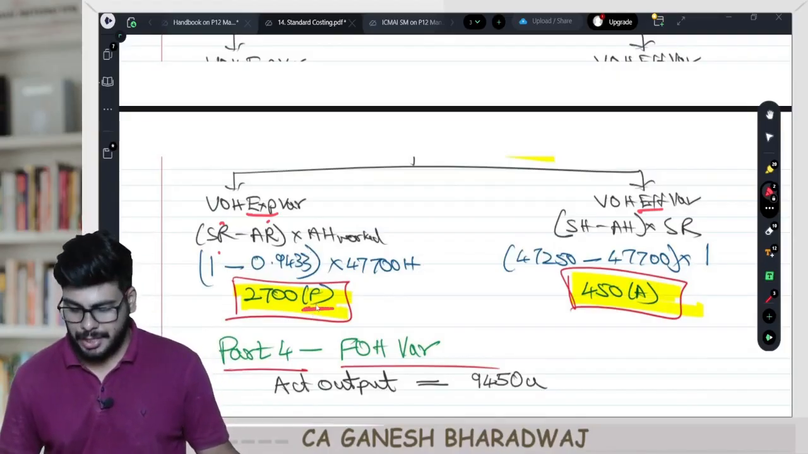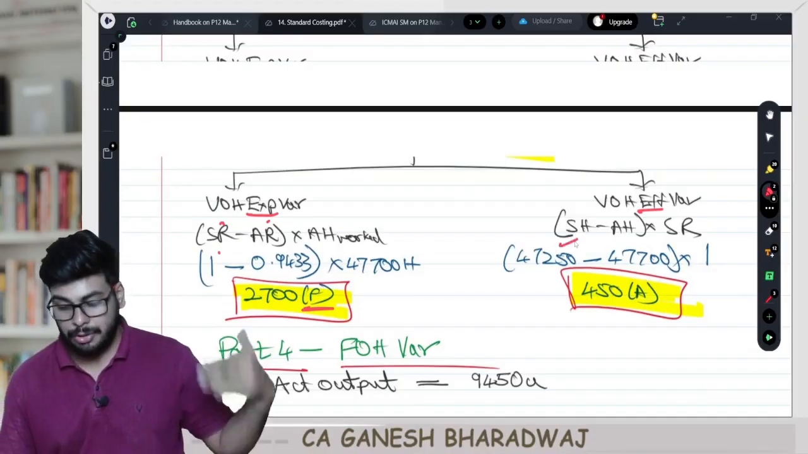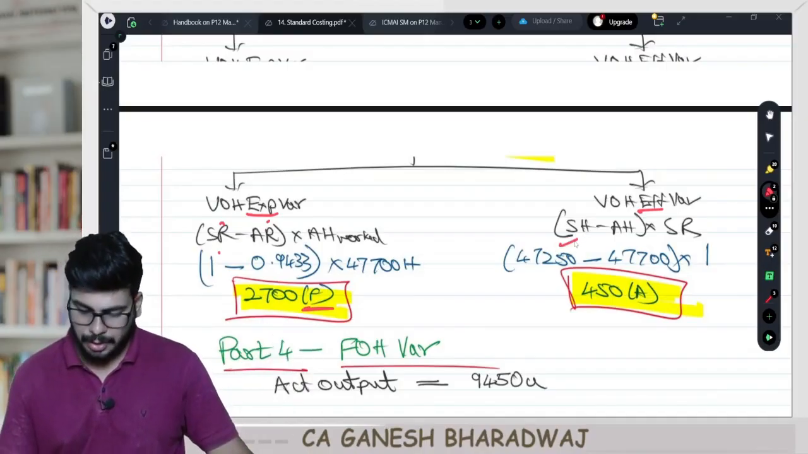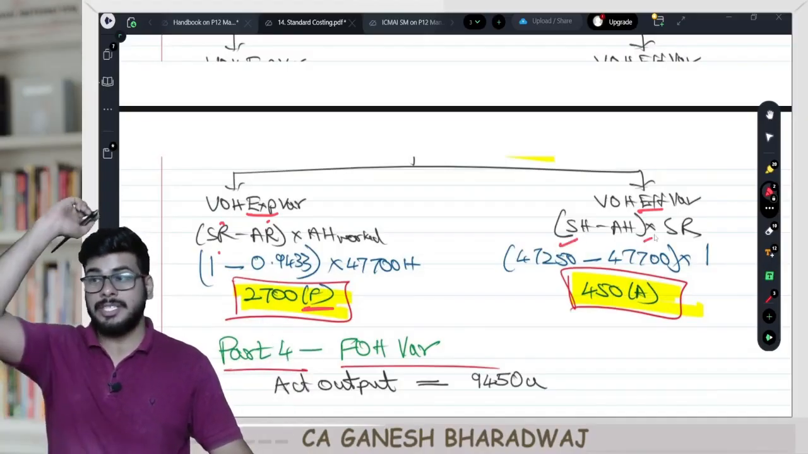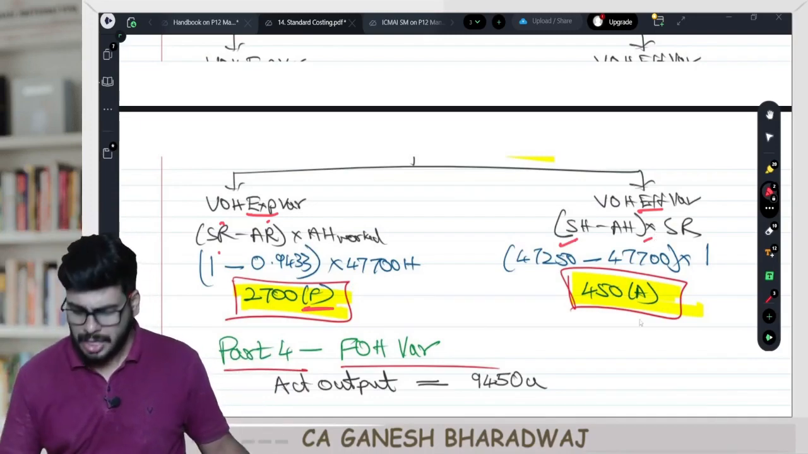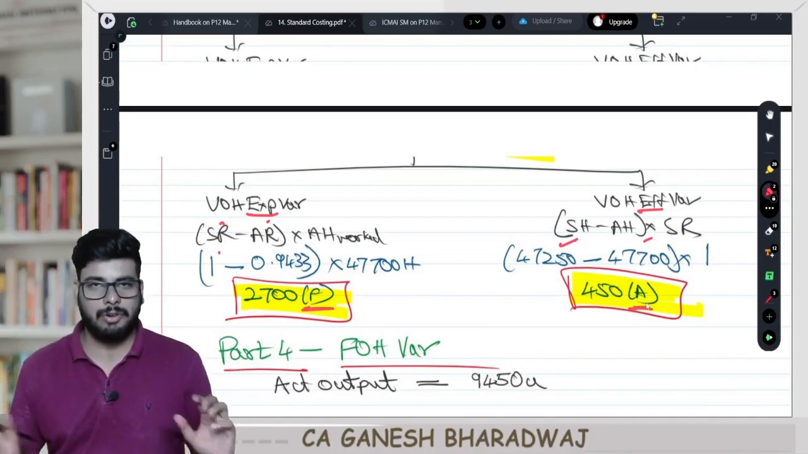Similarly, on the efficiency part, for standard hours, you were allowed to take 47,250 hours, but you've taken 47,700 hours. You've taken more hours. Clearly it's an adverse variance. The calculation is as follows.